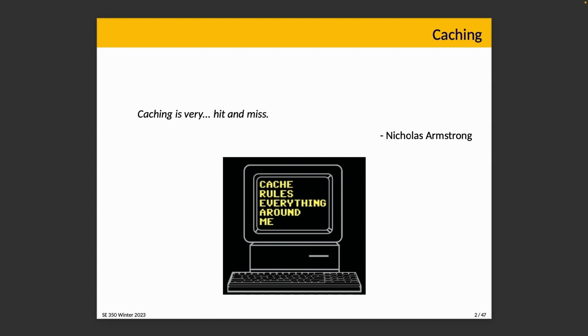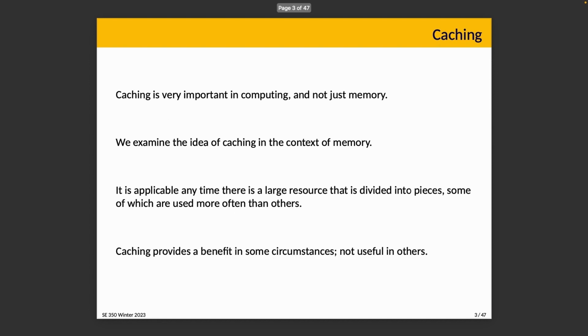Caching is examined in that context here, but it's applicable anytime we have a large resource that is divided in pieces, some of which are used more often than others, recognizing that more often than others may be like in a short period of time. It might be that on average every company gets accessed every month, but when a company has been accessed, it implies that it'll be updated again shortly thereafter. We'll talk about it in the context of memory, but we could use it for basically any application that meets the right criteria.